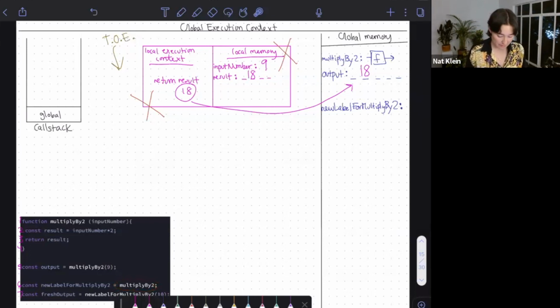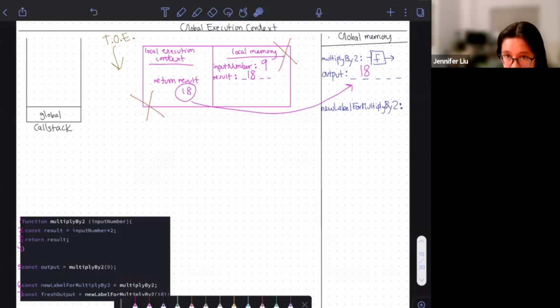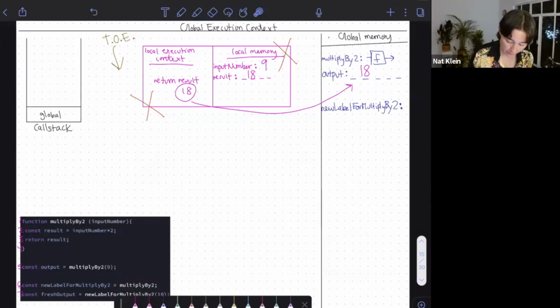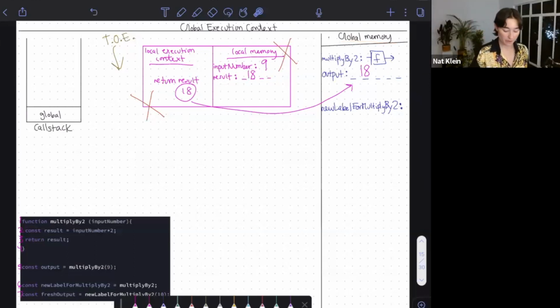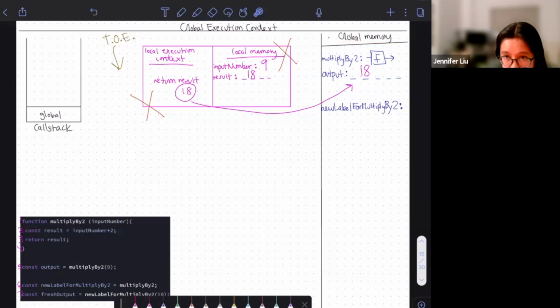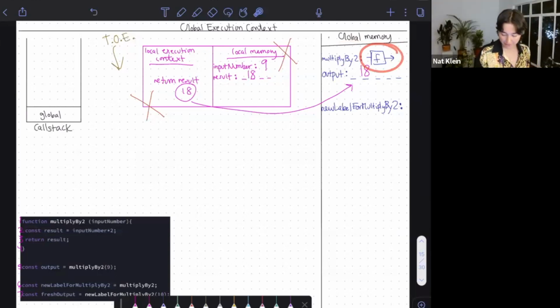But when the interpreter sees this multiply by 2, it's going to do the same thing that it always does. And it's going to go, okay, this is a label for something. I need to find the value of this. And so where is it going to look for the value of multiply by 2? In the global memory. Yeah. And does it find it over here in global memory? It does. Yeah. And what's the value assigned to multiply by 2 in global memory? It's the function definition. Right. It is this function definition.